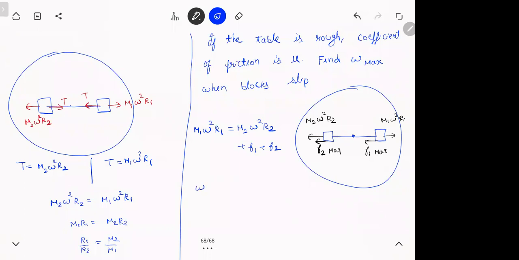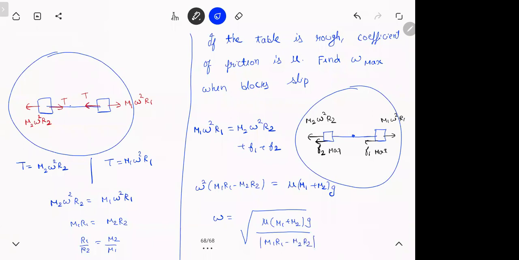So bring omega to this side. That will be mu (M1 plus M2) g. So you end up with omega is root over mu (M1 plus M2) g by (M1 R1 minus M2 R2). You can put a modulus here because it can happen like this. If the bodies are slipping this way, the friction will change direction. So the sign will take care of it. It doesn't matter. If they're slipping on the left hand side, frictions will come on the other side.